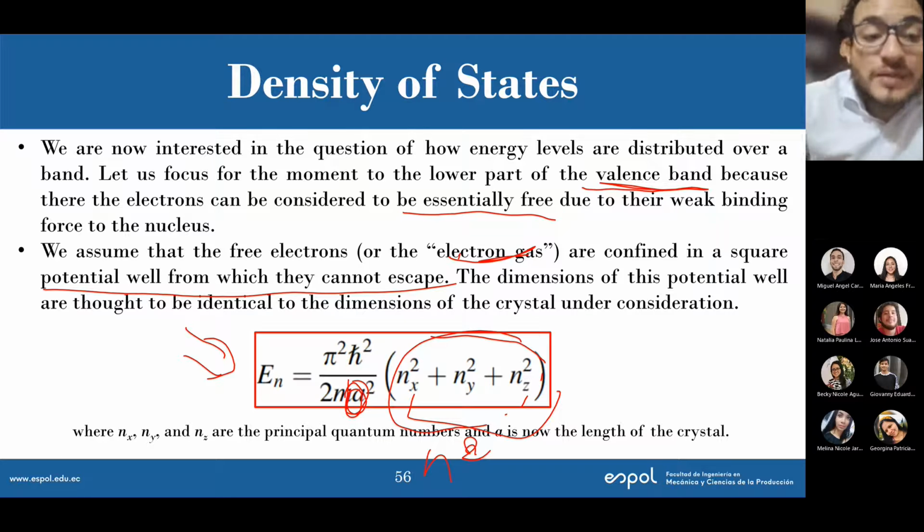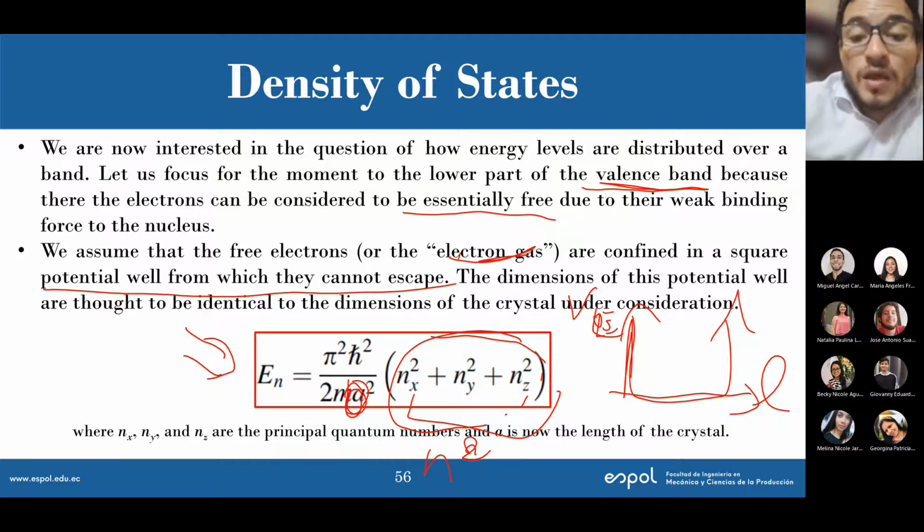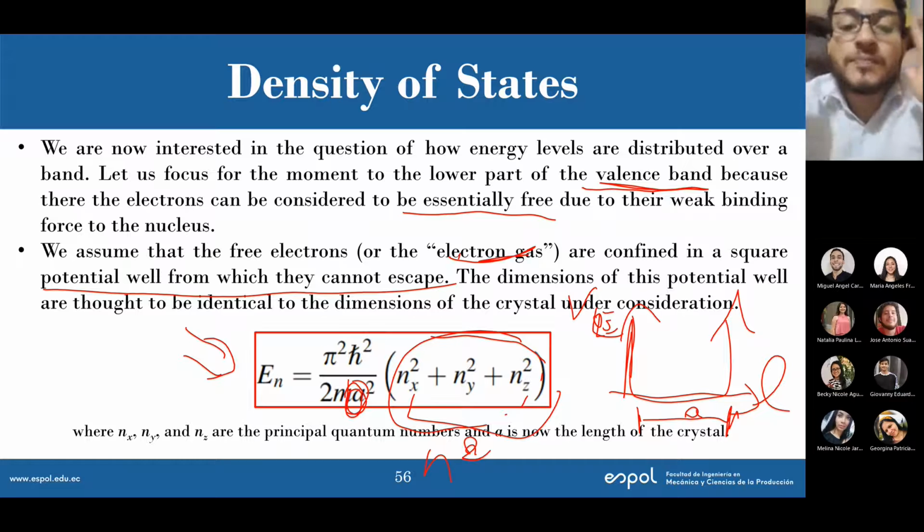So if you think of the potential well, it's basically this, right? We have the well, this is potential energy, and this is length, so this is x and that's potential energy. From here to here, that's A. That means from one barrier to the other, so the length of that well. It's basically the length of the crystal.